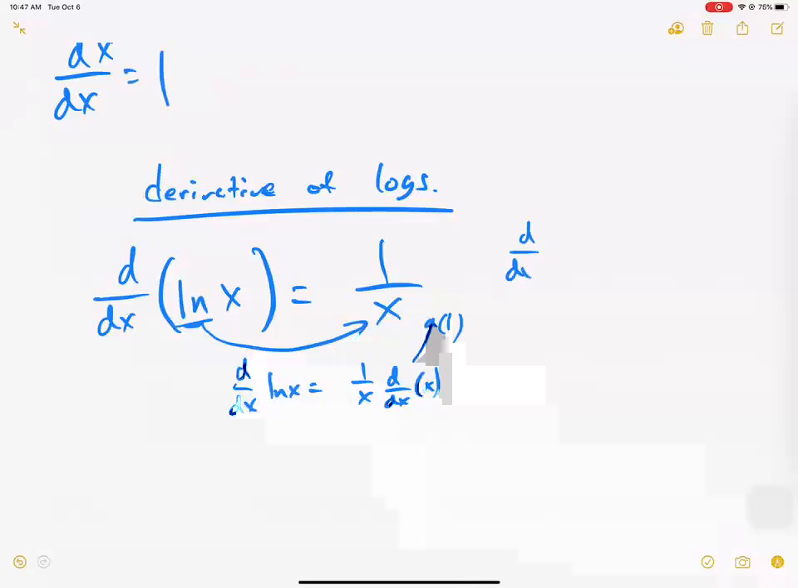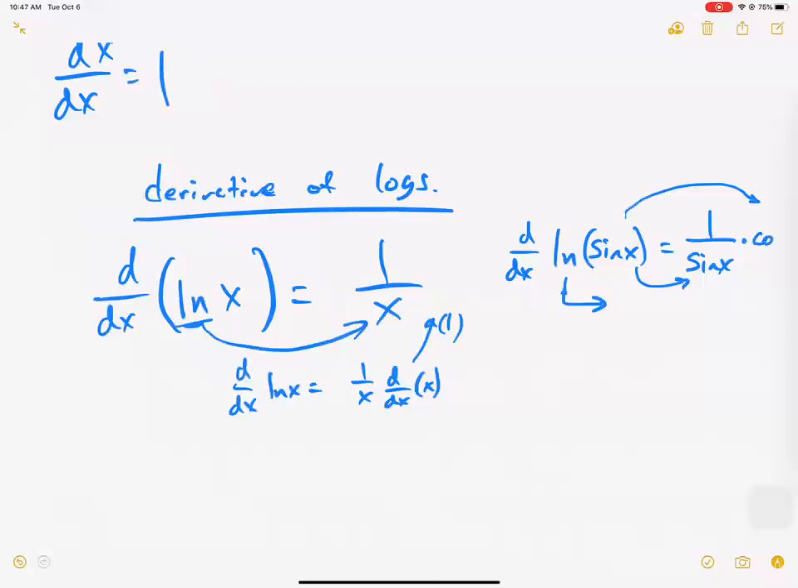D over dx of natural log of sine of x. What natural log does is it says you are now on the bottom. Copy the inside. It's 1 over crap. The derivative of natural crap is 1 over crap. And we multiply that by the derivative of sine because of chain rule, cosine of x.